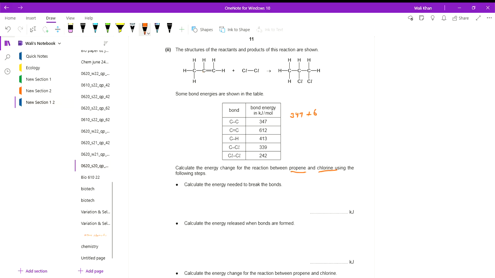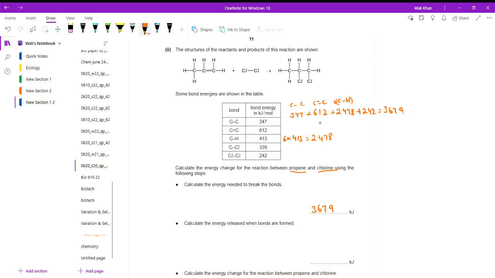कार्बन कार्बन डबल बॉन्ड 614, कार्बन टू हाइड्रोजन 6 बॉन्ड्स थे, ठीक है। तो ये आ जाएगा 6 into 413, तो ये आपके पास आ जाएगा 2478, इसी तरह and chlorine to chlorine 242, ठीक। So write it down: 347, carbon carbon double bond is 614, carbon to hydrogen 6 bonds, and then हमारे पास आ गया chlorine to chlorine 242, ठीक। तो ये आपके पास टोटल आ गया 3679, ठीक है। This is the energy needed to break the bonds. 3679 joules.